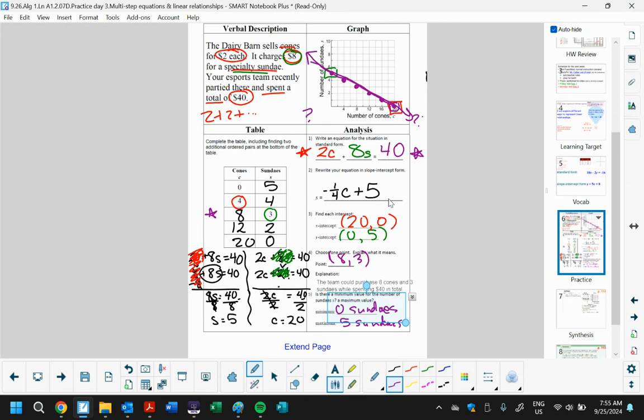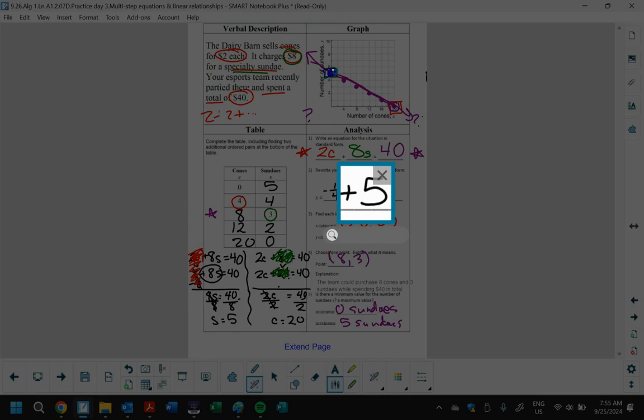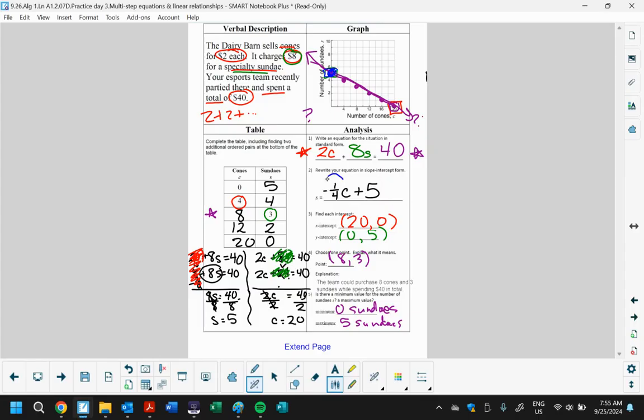Oh, and by the way, go ahead and take a look at that slope and y-intercept. Where do we see those on the graph? So look where that 5 is, and look where that y-intercept is, right on the y-axis. Look where the slope is, and then look what happens. It goes down 1 sundae for every 4 cones purchased, and you see that's why we call it a constant rate of change. So that's the power of slope-intercept equations.